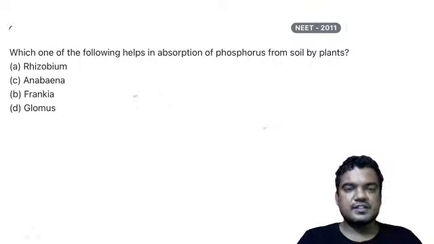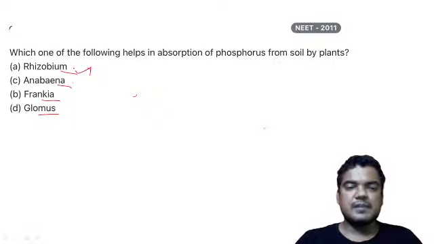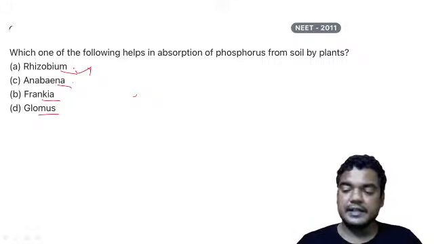So first one, they have given Rhizobium, and second one they have given Anabaena, third one they have given Frankia, fourth one is Glomus. So this Glomus is helpful for plants for absorbing more phosphorus from the soil. So the Anabaena and Frankia are useful for plants for fixing the nitrogen.